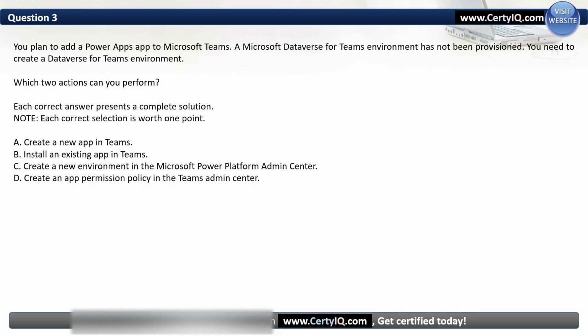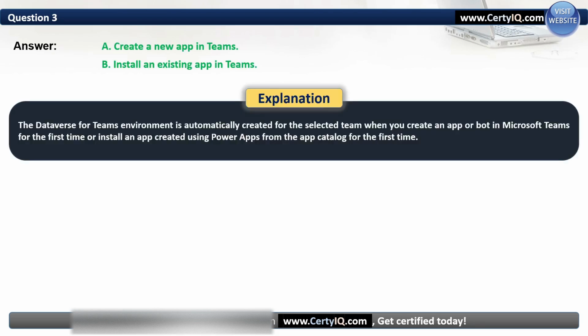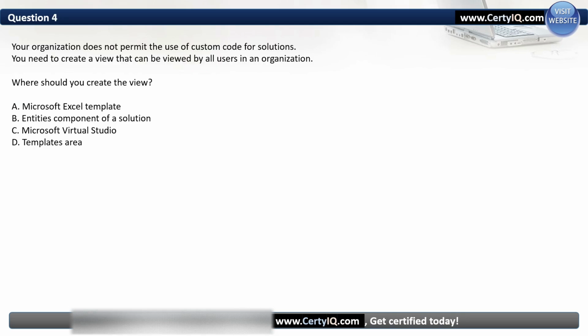The correct options are A and B. That is, create a new app in Teams and install an existing app in Teams. The Dataverse for Teams environment is automatically created for the selected team when you create an app or bot in Microsoft Teams for the first time, or install an app created using Power Apps from the app catalog for the first time.